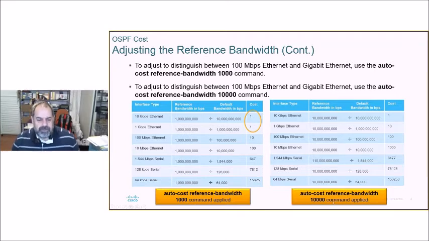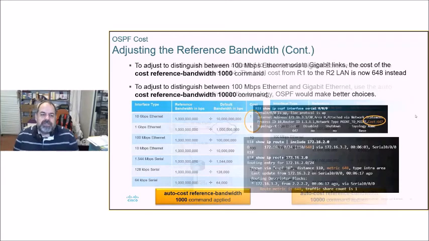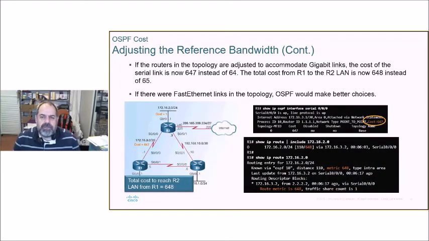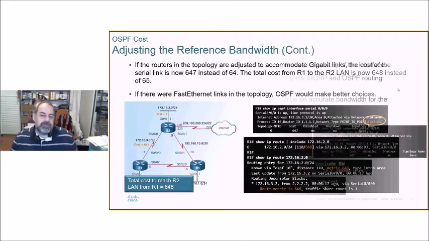Of course, if you use, that was 1,000. If you use 10,000, of course that's megabits, you'll end up with a sensible spread of costs. Of course, it will up the cost for your slower links, but that's pretty sensible as well. If the routers in the topology are adjusted to accommodate gigabit links, the cost of the serial link is now 647 instead of 64. The total cost from R1 to R2 is now 648 instead of 65. If there were Fast Ethernet links in the topology, OSPF would make better choices. So that's all about having a meaningful metric.